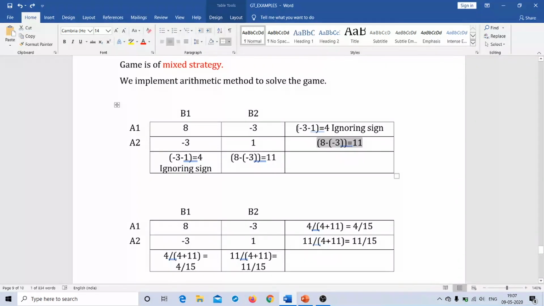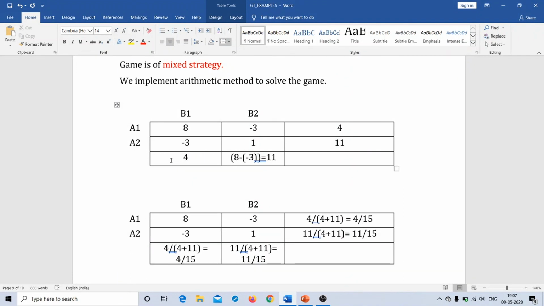Let me write it for you. This is 4 and this is 11. This is also 4 and this is 11. So this is how I get my oddments, and then I add up and write it as a denominator. So this becomes 4 by 15, this becomes 11 by 15, this is 4 by 15, and this is 11 by 15.